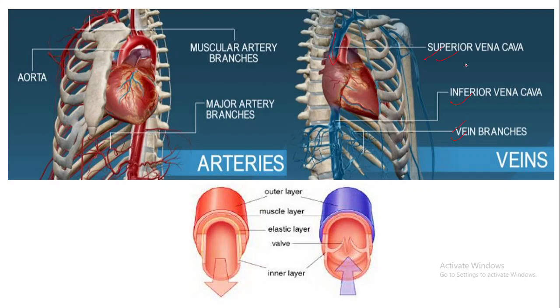The superior vena cava gets the blood from the upper half of the body, that is any part above the heart, which includes your arms, half of your back, your neck region and the head region. Any blood coming from there is received by the superior vena cava.